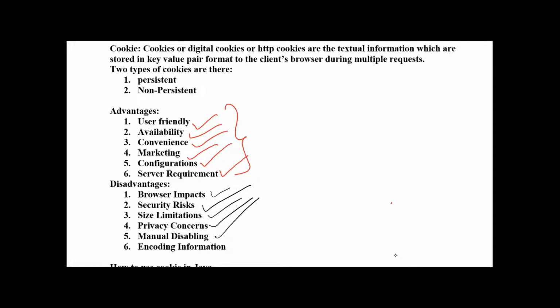So next one is encoding information. Both encrypting and decrypting cookies is a difficult process since it requires additional coding. Due to the time involved in the encoding process, the application's performance will be affected. So these are all the disadvantages of the cookies.